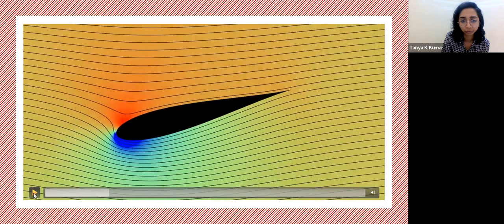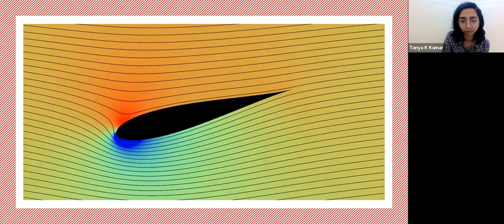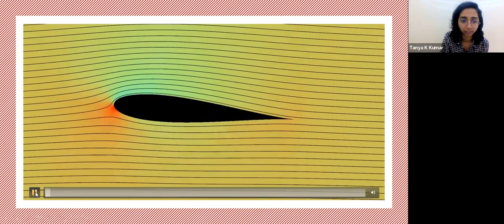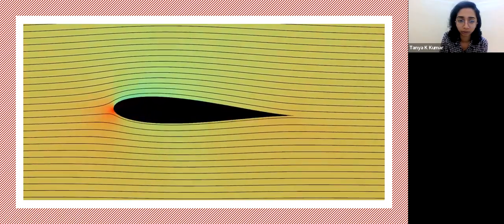What does this show? Like blue region is the negative pressure, red is the higher pressure region. Yes. So you can see how it varies when you change angle of attack. And you can see the streamline flowing above and below the airfoil.